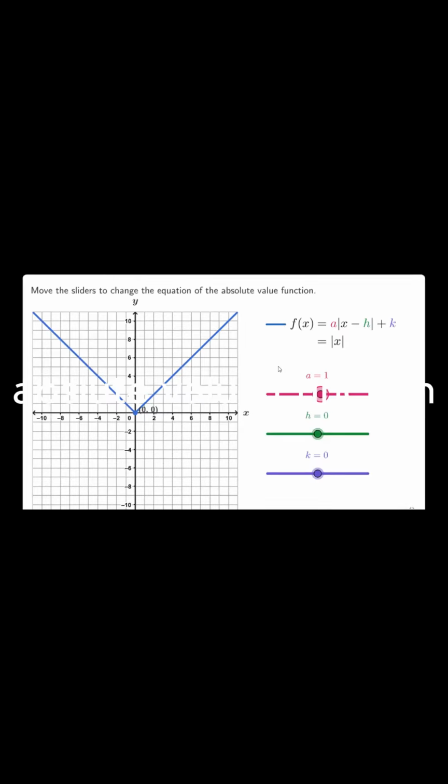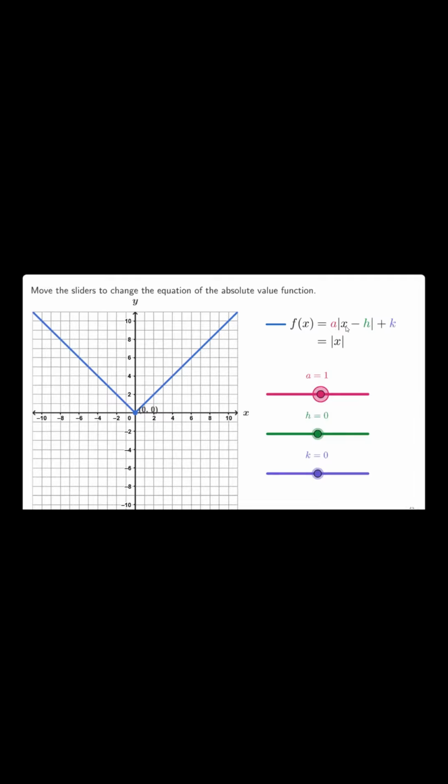Here is the absolute value function. The parent function, absolute value of x, is like this, passing through (0, 0), (1, 1), and (2, 2), and through (-2, 2) and (-4, 4), and so on. Here we have three parameters: a, h, and k.